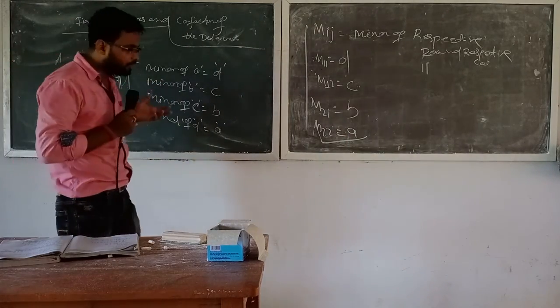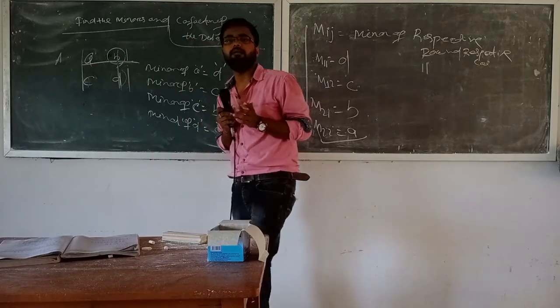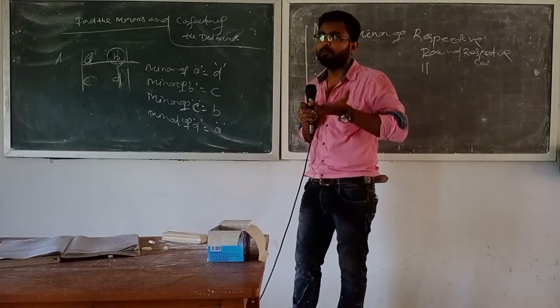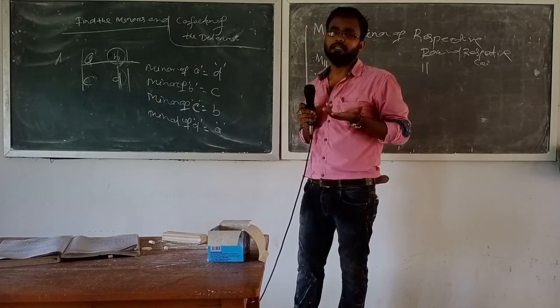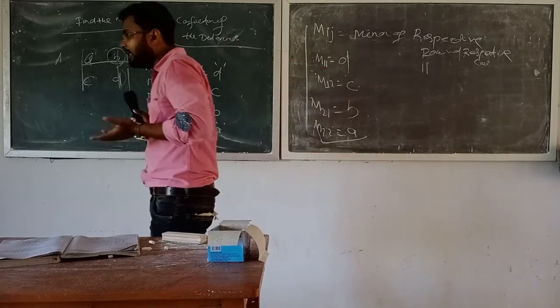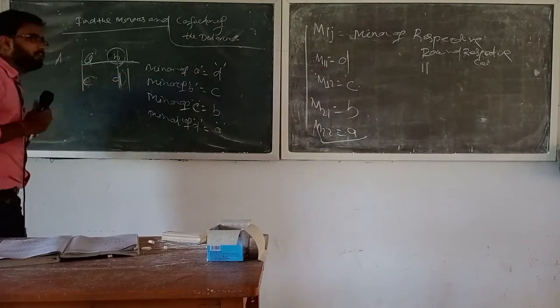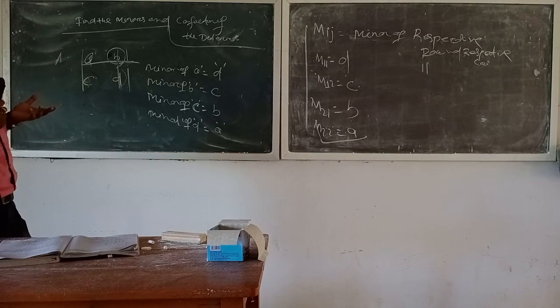So minor means we can find out each and every element of the determinant by deleting the respective row and the respective column elements, then we have to find the minor of the determinants. Now we can find out the minor of 3/3 order determinants and how to find the determinant of minors of 3/3 order.